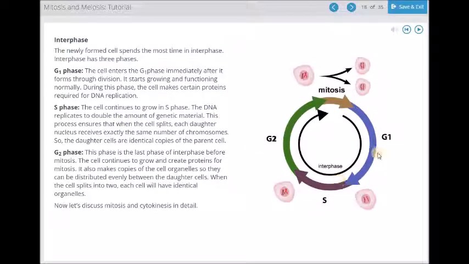So again, just a quick review of the G1 phase. This is where we started, like on the last slide. This is the starting point, the brand new bouncing baby cell right here. The G1 phase is entered immediately after cell division. It starts growing and functioning normally.